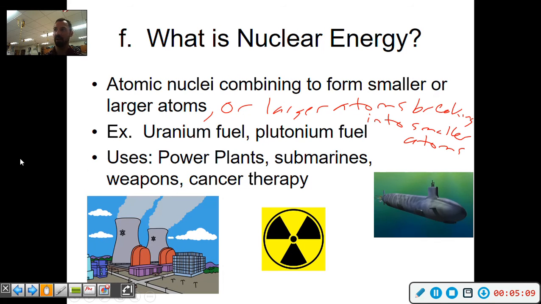Okay, nuclear energy is atomic nuclei combining to form larger atoms, or the reverse, larger atoms breaking apart into smaller atoms. So uranium, plutonium, any of the radioactive materials listed on the periodic table of elements. Some of them are more useful in different ways, but power plants sometimes use them. Submarines are nuclear powered sometimes. Weapons, of course, we hate to think about that, but that's true. And cancer therapies, actually, we use radiation treatments to kill cancer cells.